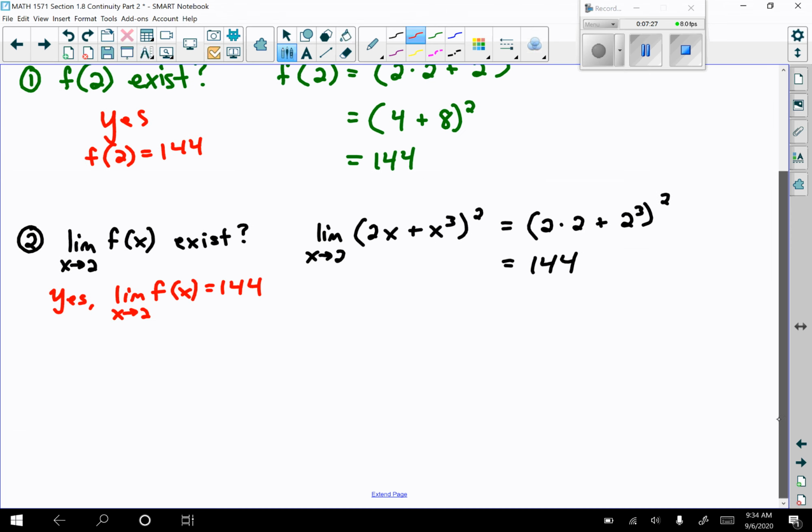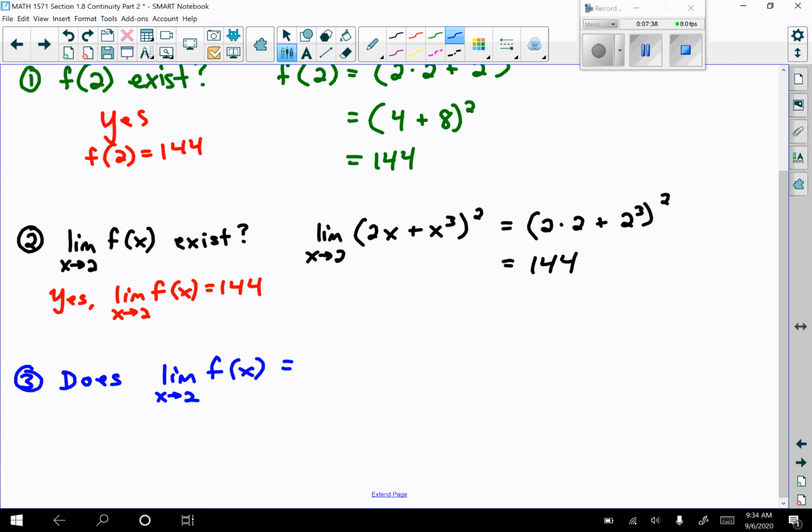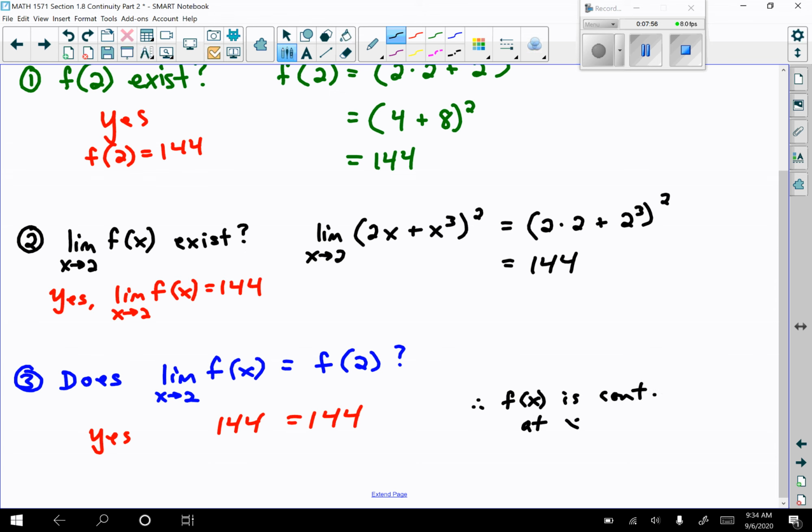And then our third question is, are they equal to each other? So does the limit of f of x as x approaches 2 equal f of 2? And the answer is yes. We just showed it in steps 1 and 2. We get 144 for both of them. So now we could say, therefore, f of x is continuous at x equals 2.